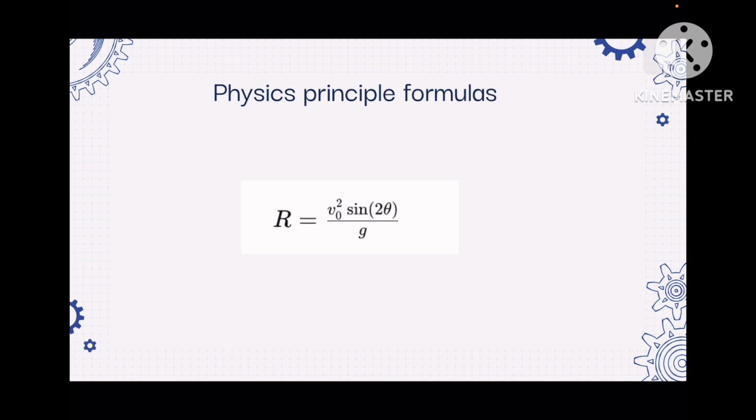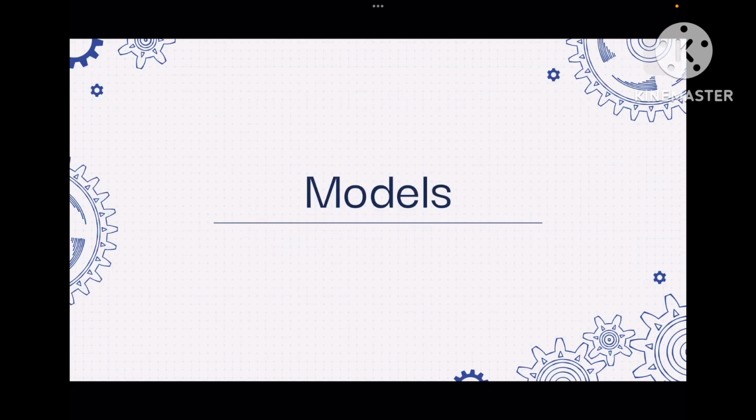So this model was derived using Newton's second law in 2D kinematics. Gravity causes constant vertical acceleration while horizontal velocity remains constant, and so combining the horizontal and vertical motions gives the range equation, where the bigger the R, the bigger the range, and the further the projectile went. Alright, here are the models.